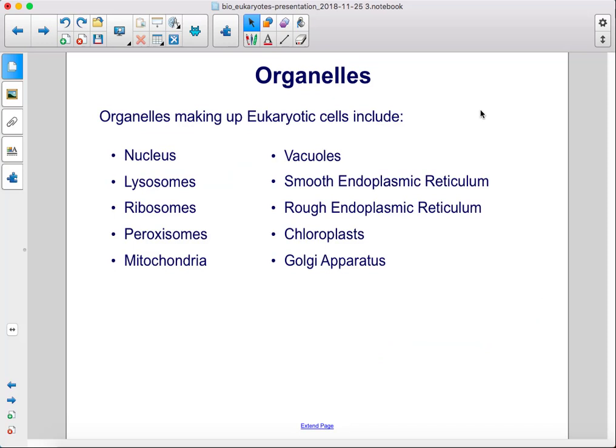Organelles making up eukaryotic cells include nucleus, lysosomes, ribosomes, peroxisomes, mitochondria, vacuoles, smooth endoplasmic reticulum, rough endoplasmic reticulum, chloroplasts, and Golgi apparatus.